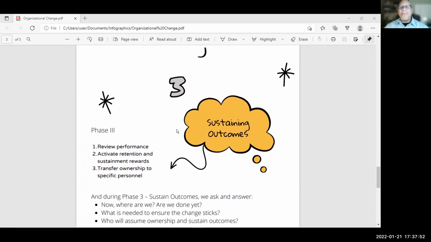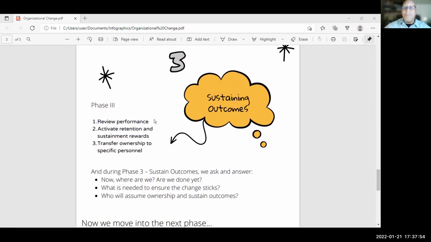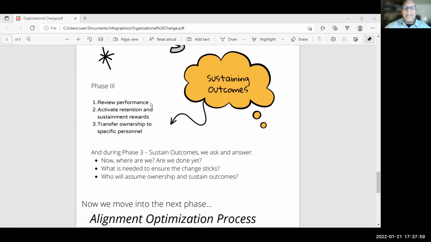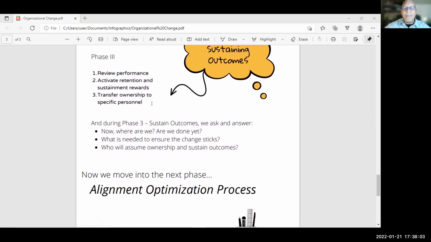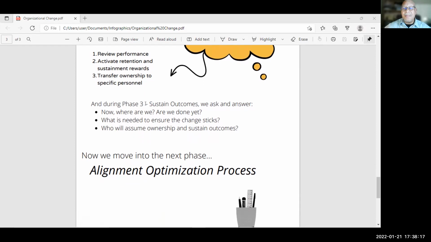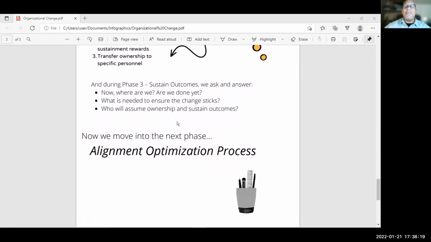And then step 3, sustaining outcomes. Review performance, activate retention and sustainment rewards, and transfer ownership to specific personnel. Now, where are we? Are we done yet? Not sure. What is needed to ensure the change sticks? That's absolutely crucial. Sustainability. Who will assume ownership and sustain outcomes? Absolutely crucial. And this brings us to our last part, where we talk about the alignment optimization process.